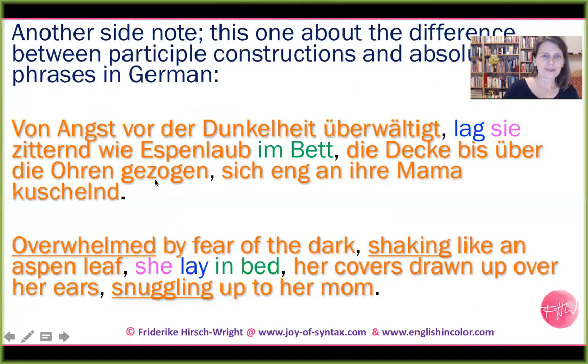Okay, so now what I did is I wanted to show you how you can spot the difference between an absolute phrase and a participle construction in German. And if you're not sure when you're dealing with a German text whether you're dealing with an absolute phrase or a participle construction, translating it into English can help. Okay, I made up a sentence with tons of predicate appositives. It's not immortal prose, but I think it works very well as an example. Von Angst vor der Dunkelheit überwältigt, lag sie zitternd wie Espenlaub im Bett.